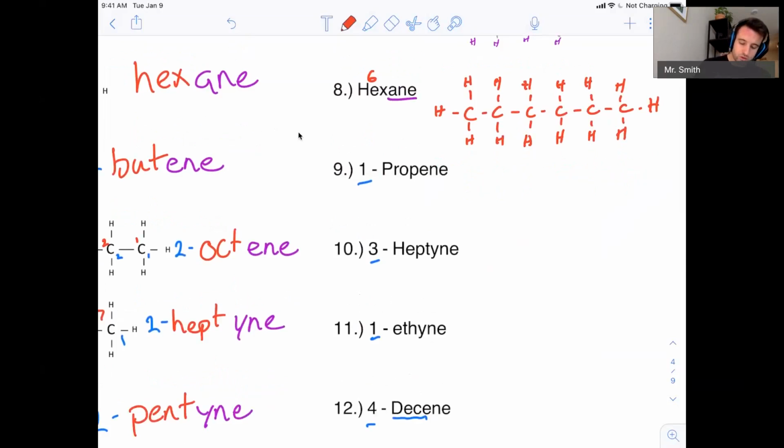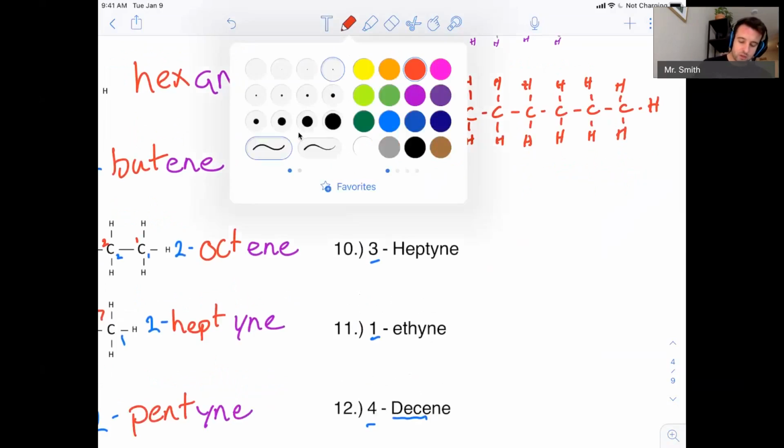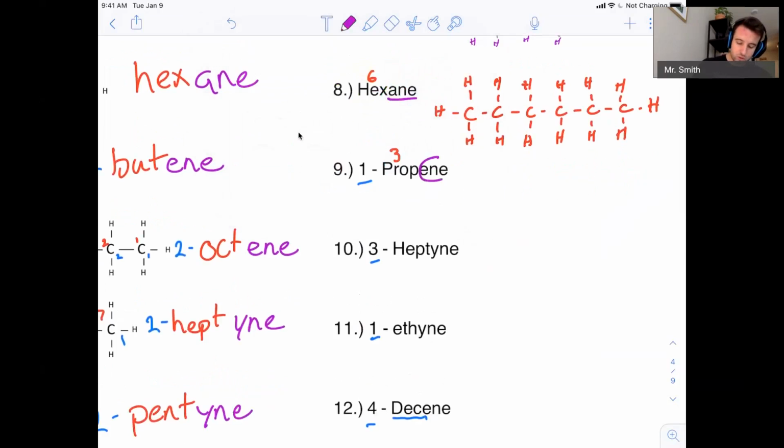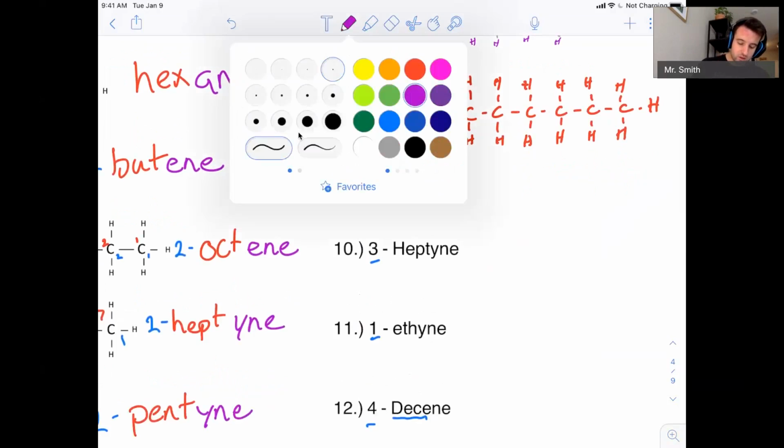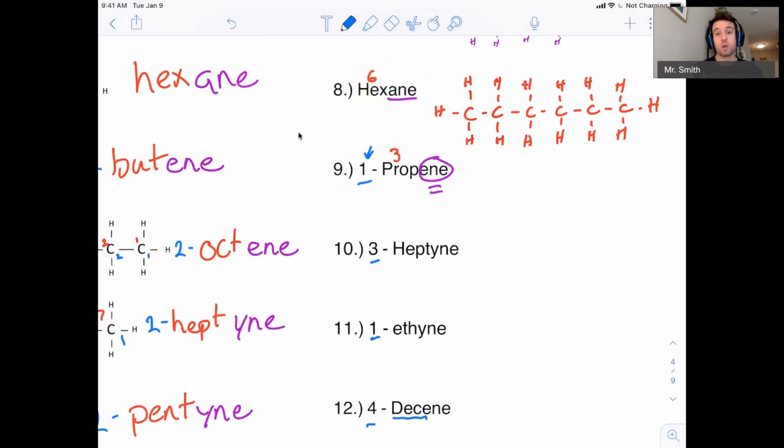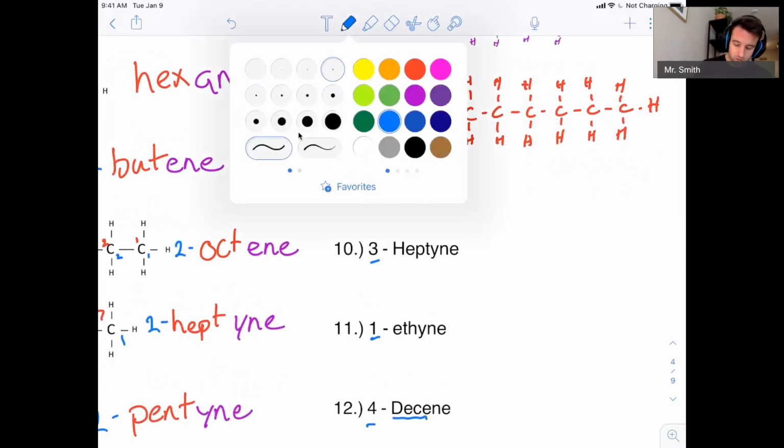Okay, this one's going to be a little bit nicer because prop means it's got 3 carbons, but ene means we're going to have to put in a double bond. And we're going to have to put that double bond, as you can see here, on that first carbon. So there's actually 2 ways to draw this structure. Let me go ahead and show you what I'm talking about.